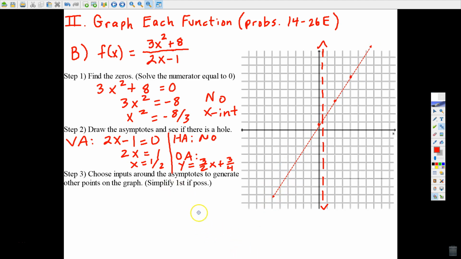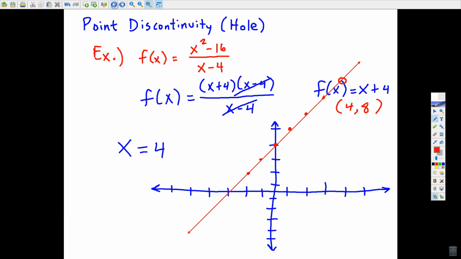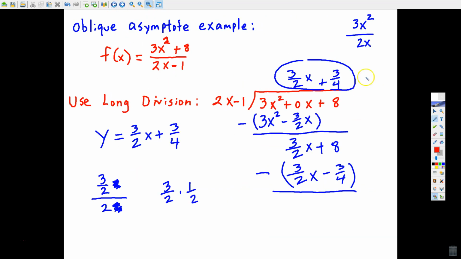Where exactly did you get the 3 halves? We did it back on this slide. Oh, so you lose on additional time. Yes. Yep.